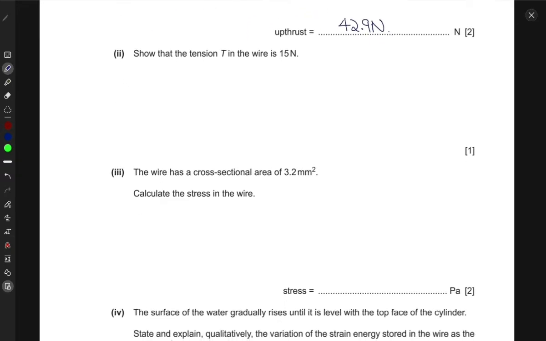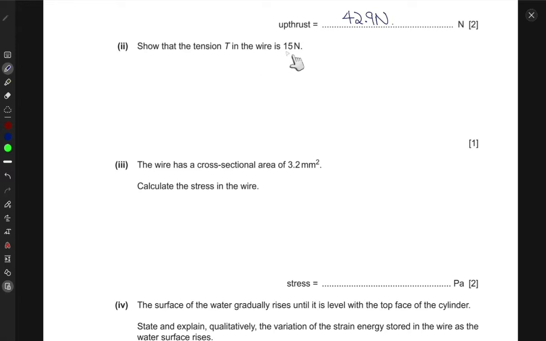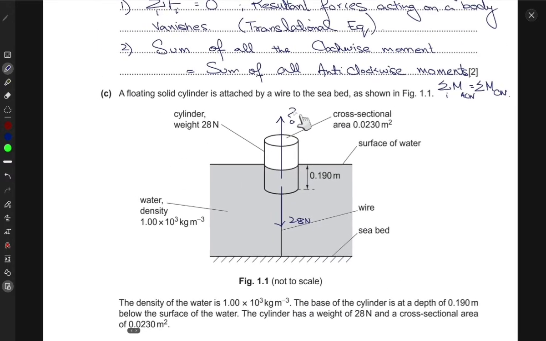Right. Next is to show that the tension T in the wire is 15 newtons, right? So if I go back to this diagram, I have computed this upthrust, and now I'll write its value, which is 42.9 newtons. Now there is the weight of the cylinder acting downwards, and there is upthrust which is acting upwards. Now if this cylinder is attached with this rope, then there will be a tension built into this rope which will be acting in this direction, right? Now this is the tension that we want to figure out.